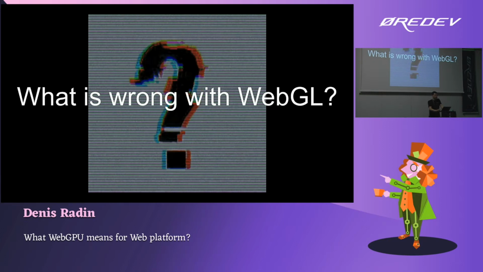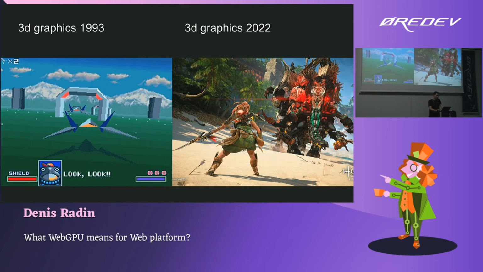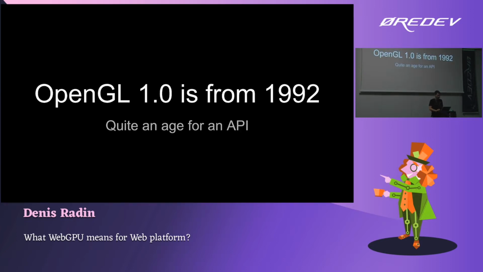So what's wrong with WebGL? We started somewhere from there, and now we are where we are. I'm not sure how many people play computer games, but 3D graphics changed a lot. And all approaches changed a lot, and requirements are also evolving.